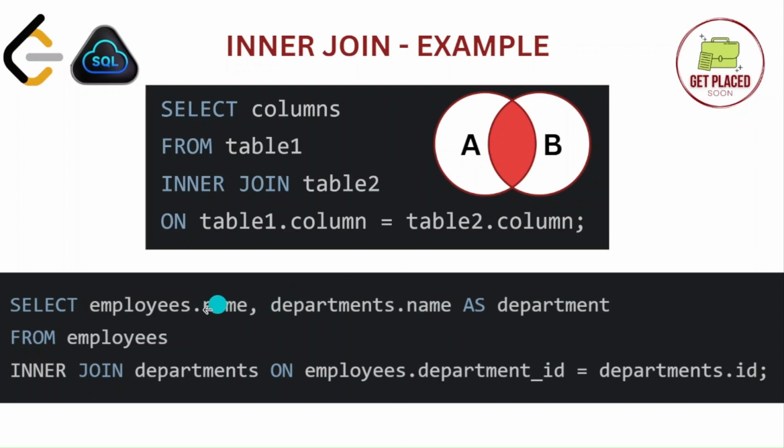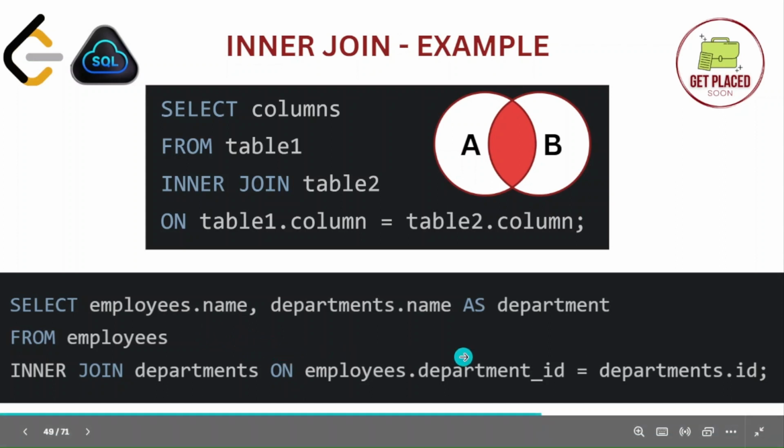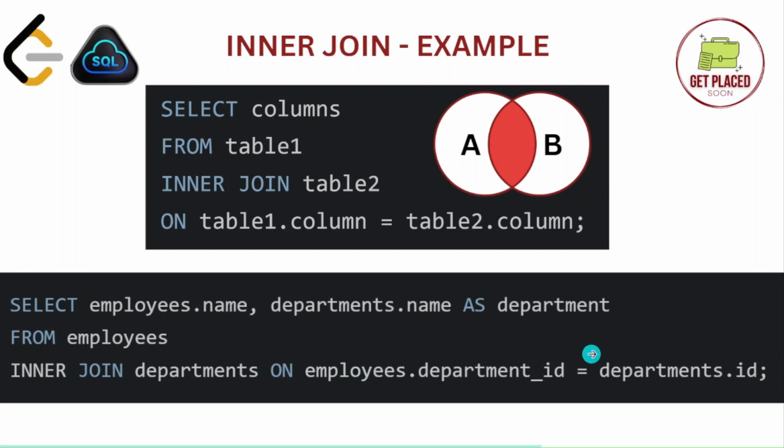Here you can see we are selecting columns, that is employees.name, departments.name from the table employees, and we use the keyword inner join and we write the second table name, that is departments. Now we write the condition using the keyword on, which says employees.department ID is equal to department ID. If this is a match, then inner join happens between employees and departments.